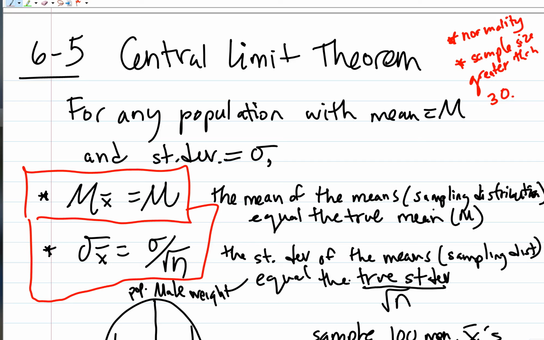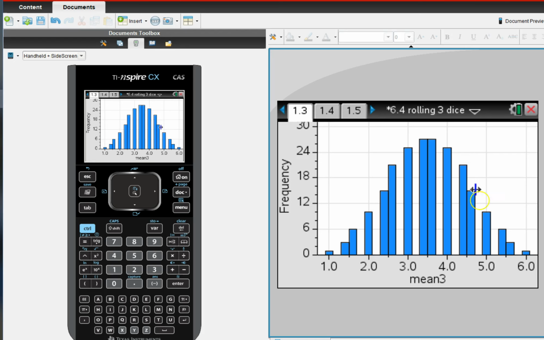But if we get a sample size great enough, then basically the central limit theorem kicks in, where the mean of the means will equal the mean. The standard deviation will be sigma over the square root of n. And the distribution becomes more normal. Okay, we'll talk about that more in the next section.